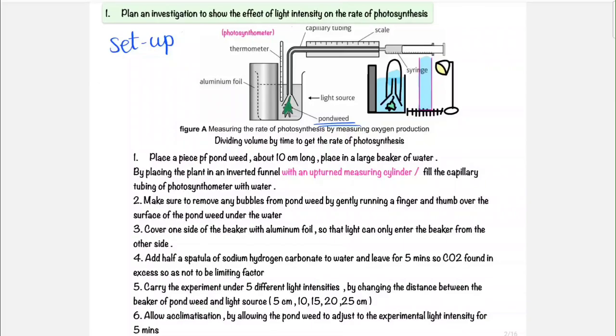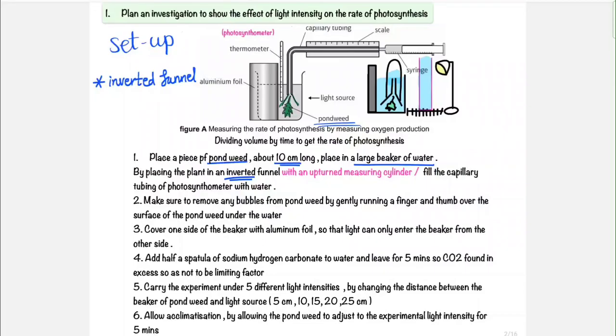This is the plant that we have, and this plant is inside a funnel. We're gonna say all these terminology, but wait. First of all, we're gonna place a piece of pondweed about 10 centimeters long and place it in a large beaker of water, by placing the plant in an inverted funnel. So the first equipment I used in here is the inverted funnel. So just remember its name.